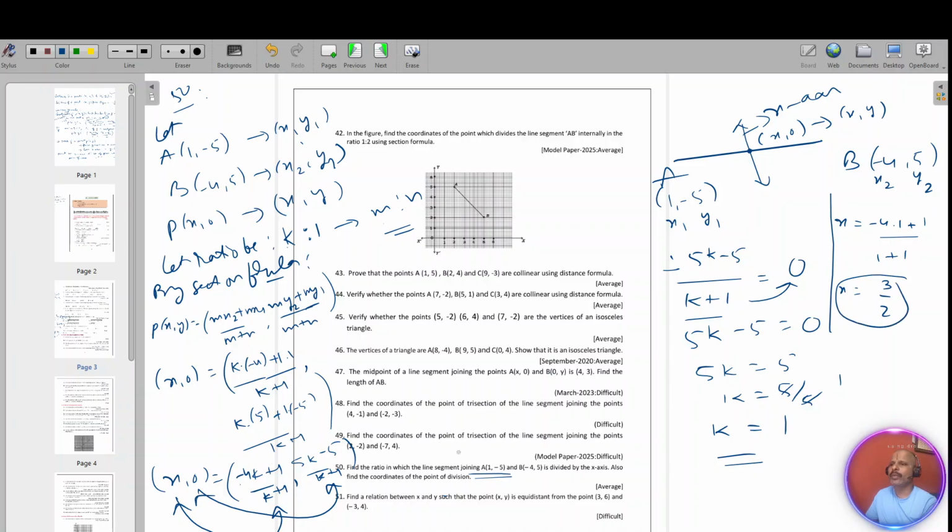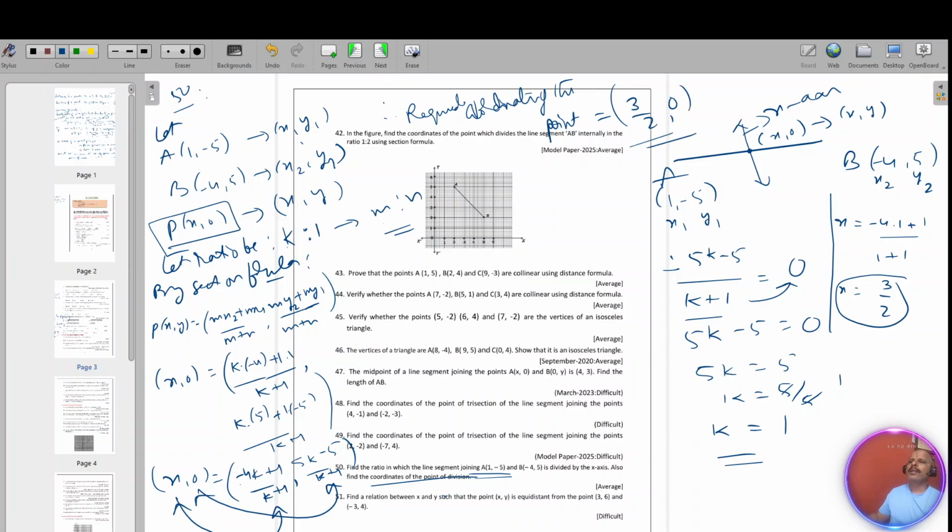Therefore, what they want is the coordinates of the point of division. You just confirm, I'm writing here. Therefore, the required coordinates of the point: we assumed P of x comma 0, and we have the x value, minus 3 by 2, comma 0. This is the answer. Make sure you practice it very well. It is a very good question.